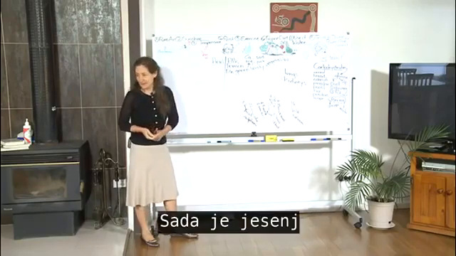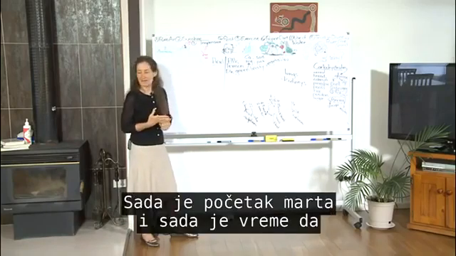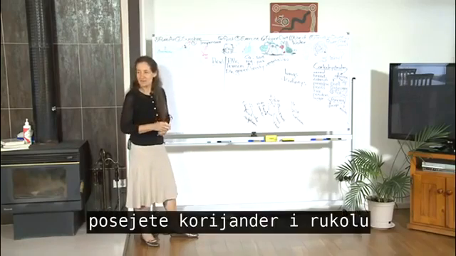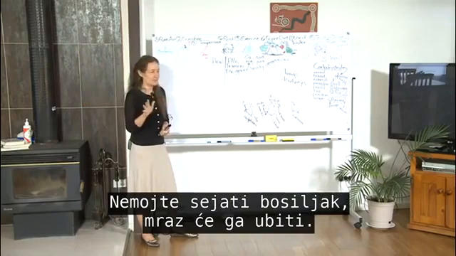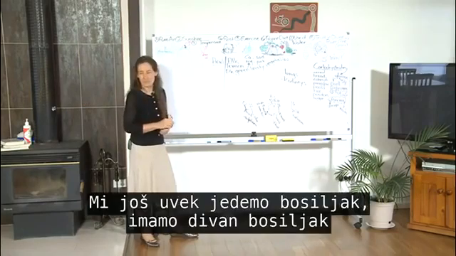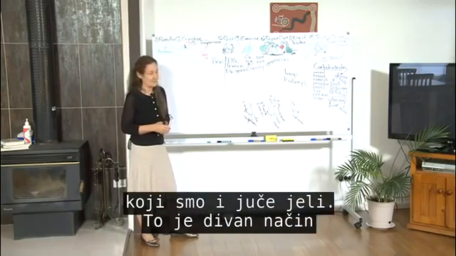It's autumn now, and it felt like autumn this morning, didn't it? We're early March now. This is the time to put your rocket and your coriander seedlings in. They're your winter greens. Don't put your basil in now, the frost will kill it. We're still eating basil. We've got a beautiful basil plant that we've been using to make the pestos that we had yesterday.